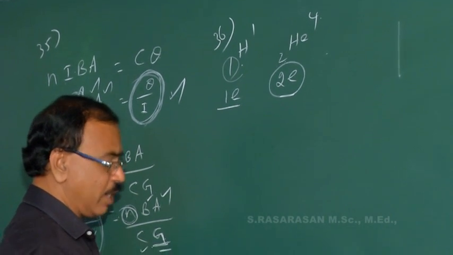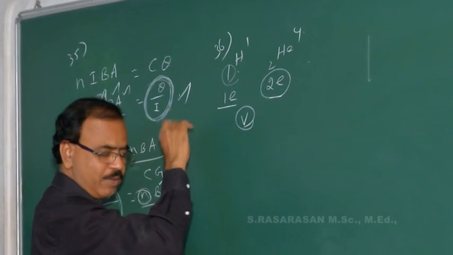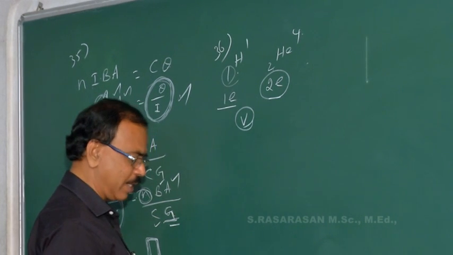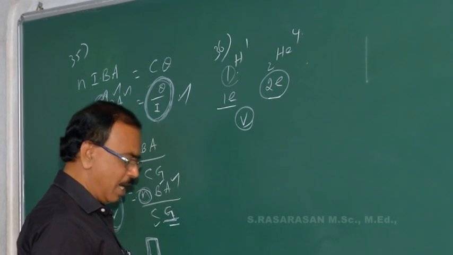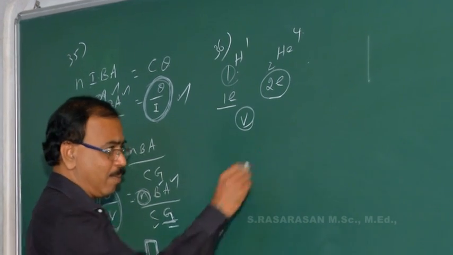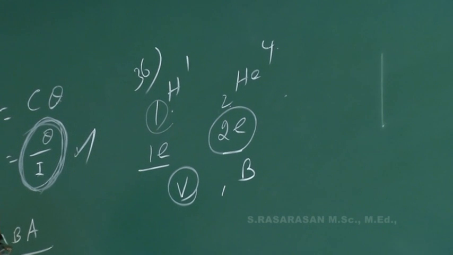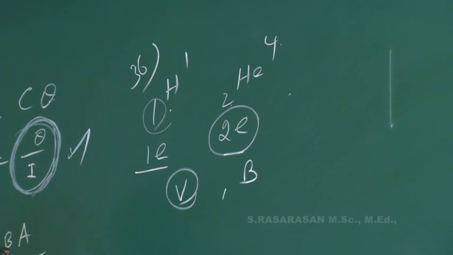Move with same velocity for both. Both particles are moving with the same velocity, normal to the uniform magnetic field. Magnetic field is also the same. One magnetic field, perpendicular. Both of them are moving with the same velocity.